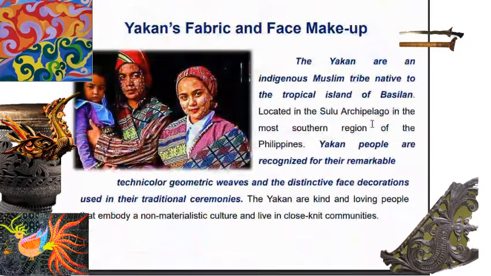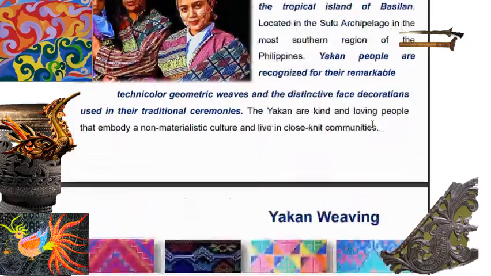Yakan's fabric and face makeup. The Yakan are an indigenous Muslim tribe native to the tropical island of Basilan, located in the Sulu archipelago in the most southern region of the Philippines. Yakan people are recognized for their remarkable technicolor geometric weaves and distinctive face decorations used in their traditional ceremonies. The Yakan are kind and loving people that embody a non-materialistic culture and live in close-knit communities.